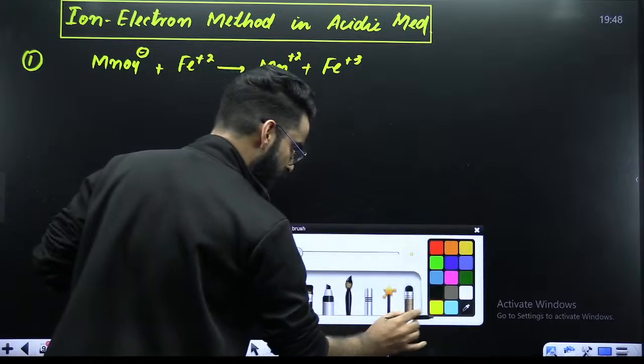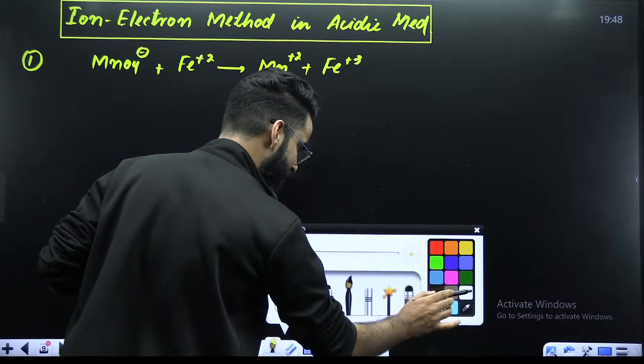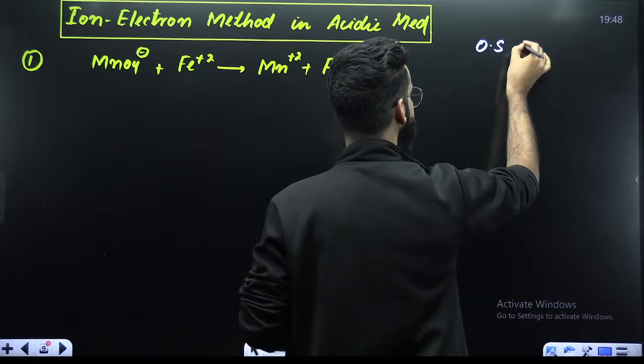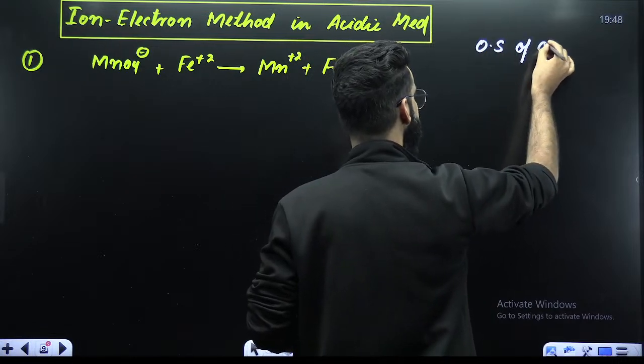See, guys, over here, what are the steps first of all? The first step is to calculate the oxidation state of all the elements.